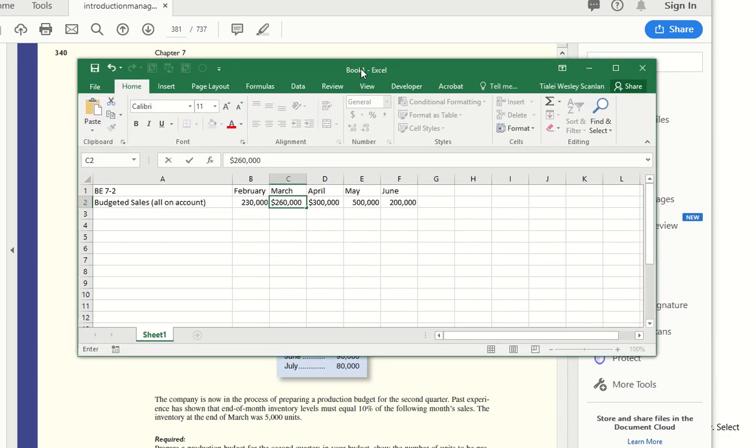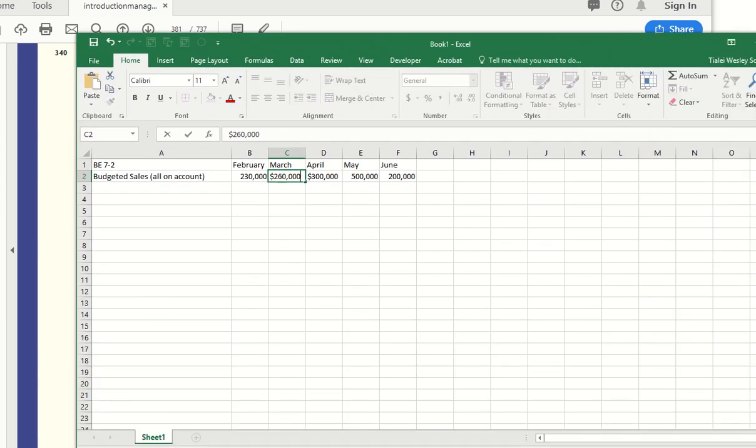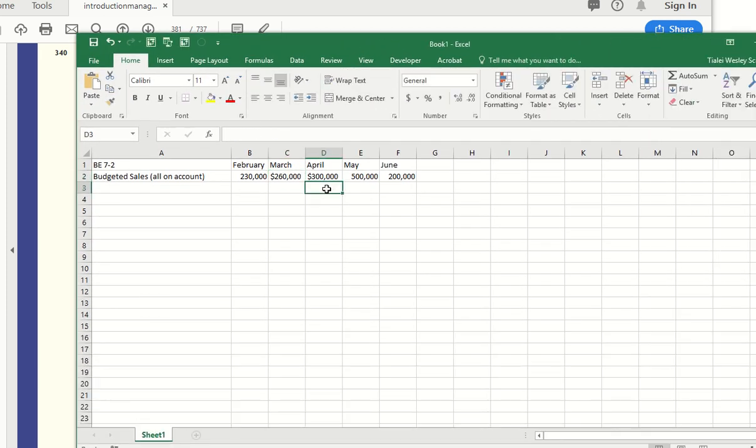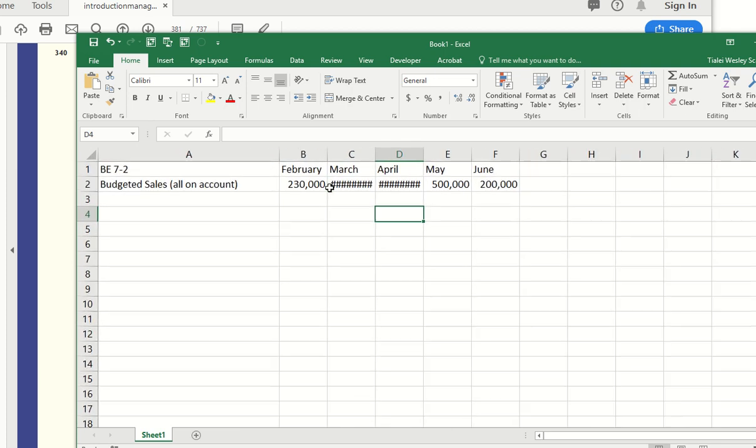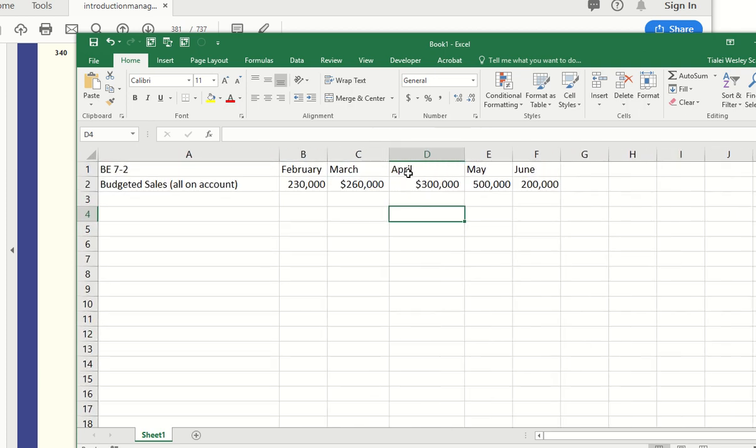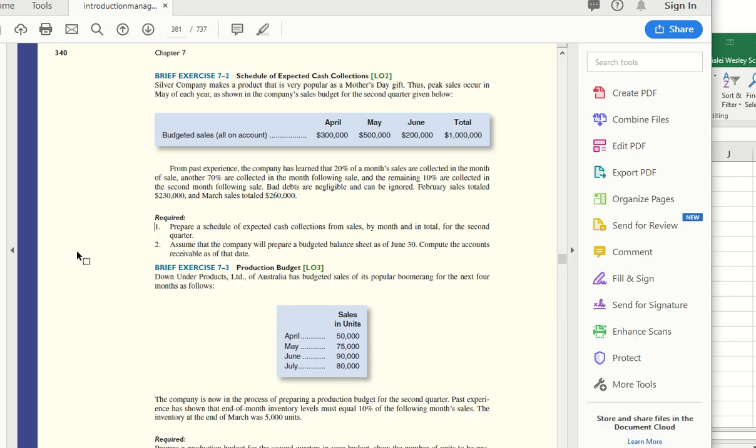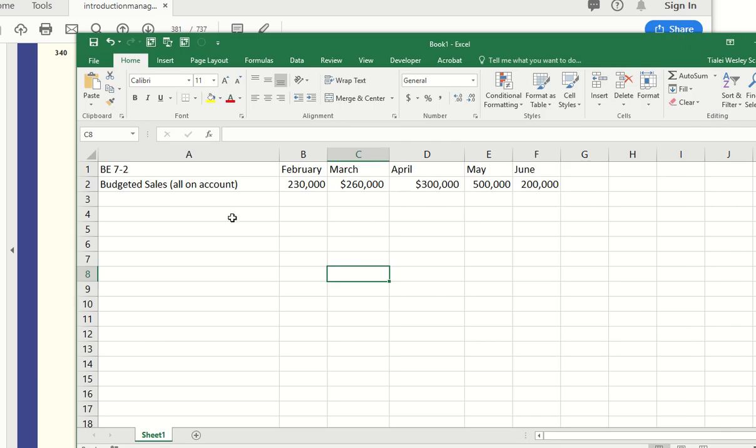There are no cash sales. You'll need to be careful if there are cash sales, because part of it will be cash collected right in that month, and part will be credit. Then for the credit, we need to figure out the pattern of how it will be collected. So 20% in the month of the sale, 70% in the month following. So it pretty much goes 20%, 70%, and 10%.